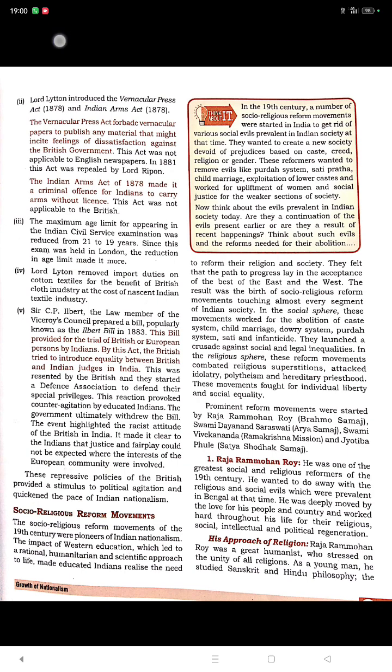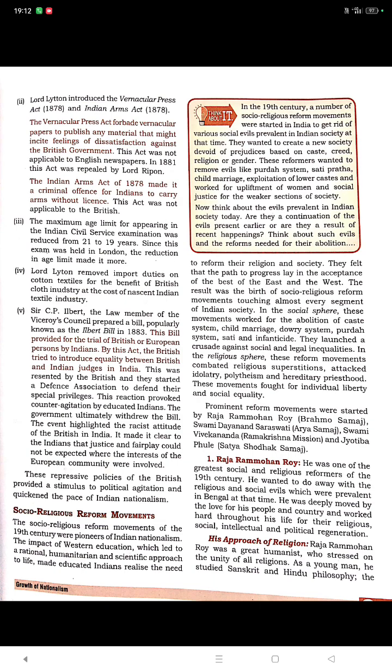Next, this bill provided for the trial of a British person. Sir C.P. Ilbert, the law member of the Viceroy's Council, prepared a bill, popularly known as the Ilbert Bill. The Ilbert Bill means that this bill provided for the trial of British or European persons by Indians.